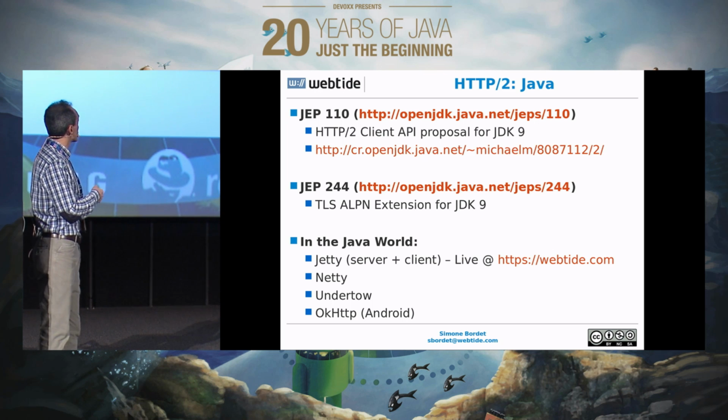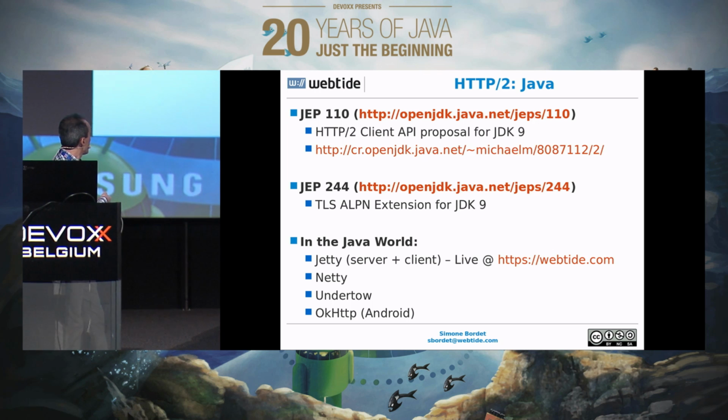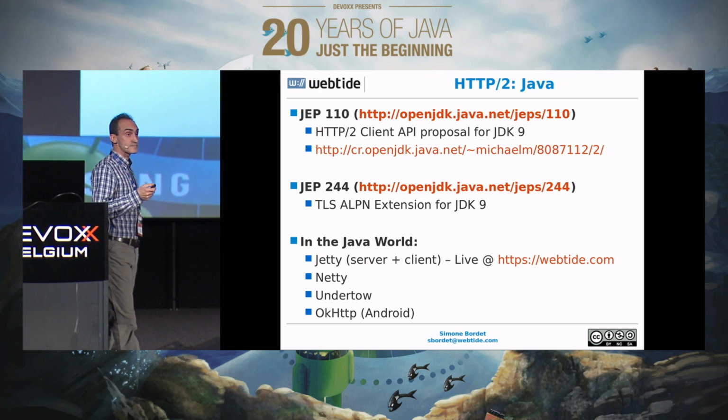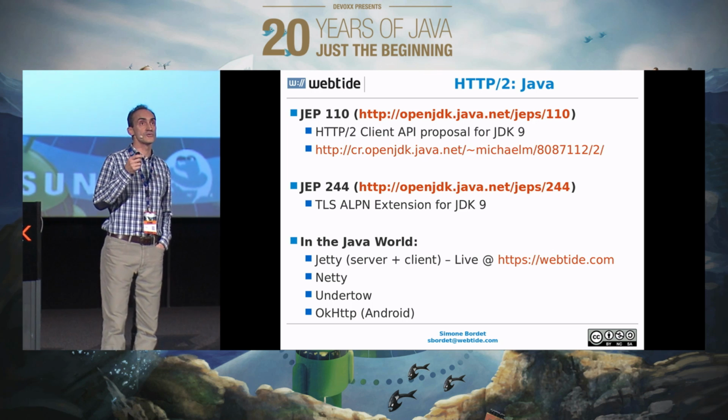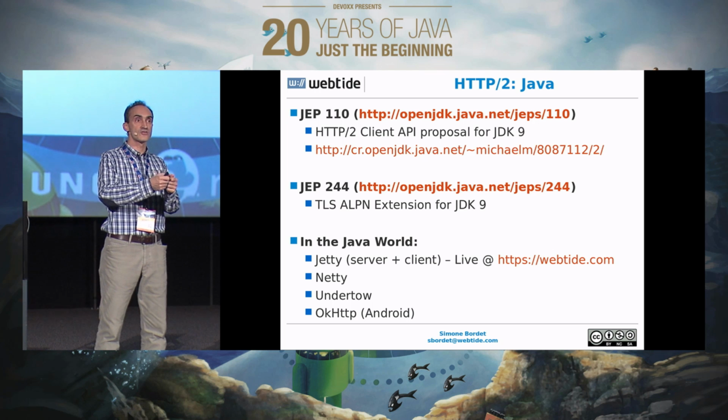So in the Java world, what are the servers that actually support HTTP2? Well, of course, Jetty. We have a server that fully supports that, but we also have the client. So for example, if you want to do server-to-server communication, you can have a Jetty HTTP2 client in your web application that talks to another server in your data center.